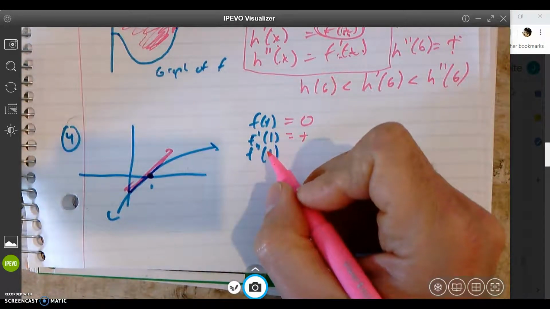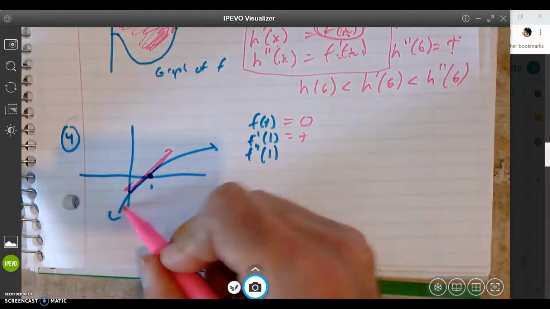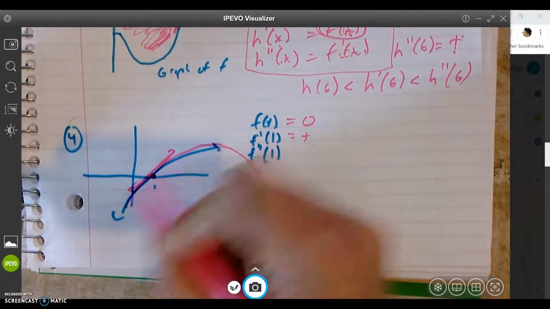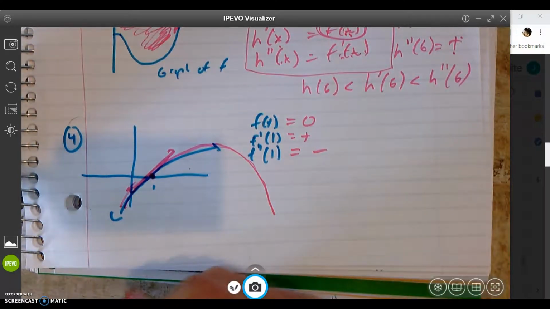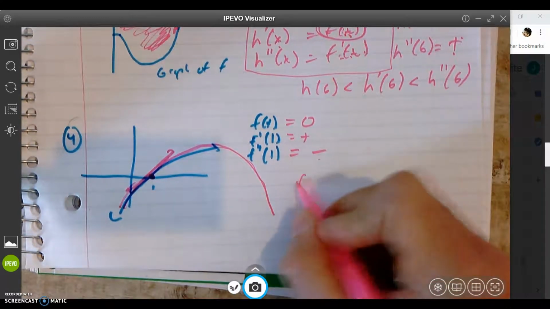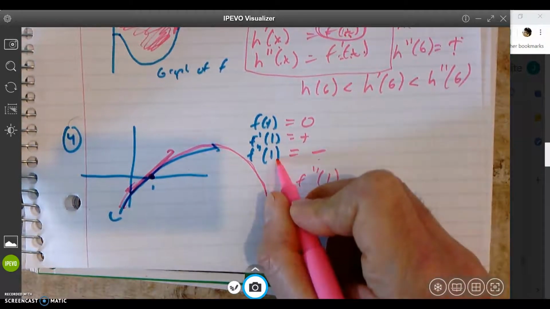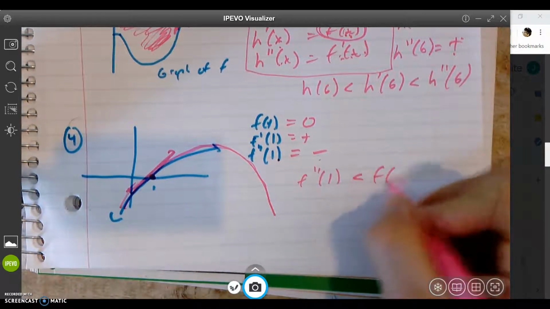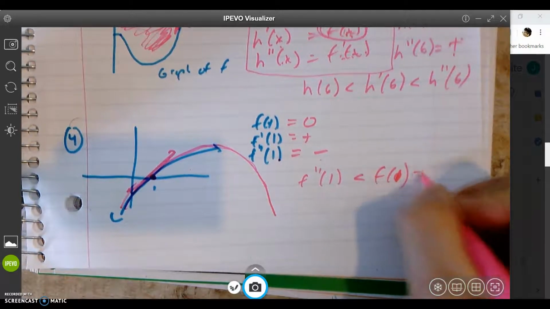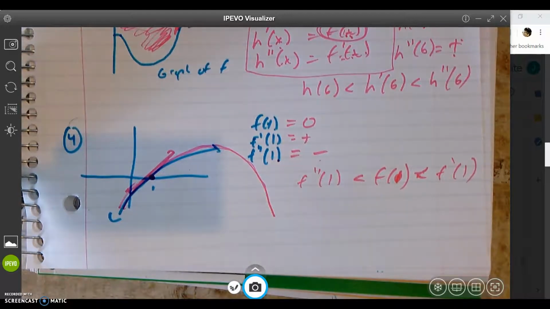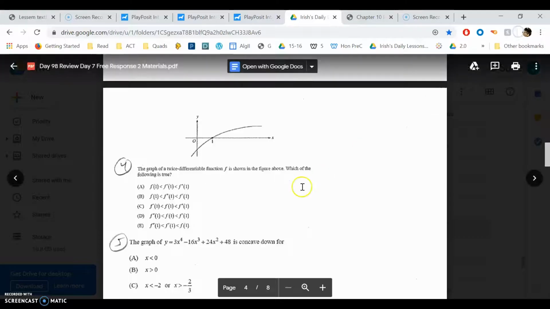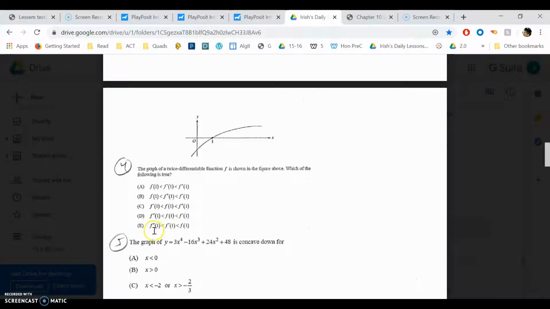F double prime talks about the concavity, and this is in a concave down situation. So that's negative concavity. And so if you're going from least to greatest, you go from the negative to the 0. Sorry, 1 here. And this is to the positive. Bam. Cool. So f double prime of 1 is less than f of 1, which is less than f prime of 1, which answer is f double prime of 1.